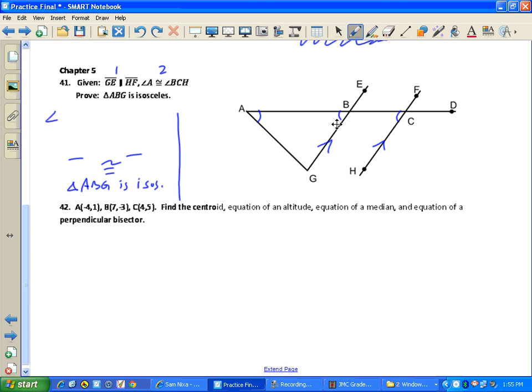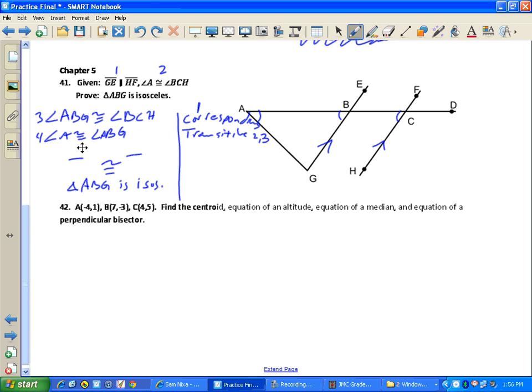Angle ABG is congruent to angle BCH because they're corresponding. And that makes angle A congruent to angle BCH, or no, to ABG, sorry, from transitive, which is a combination of statements 2 and 3.